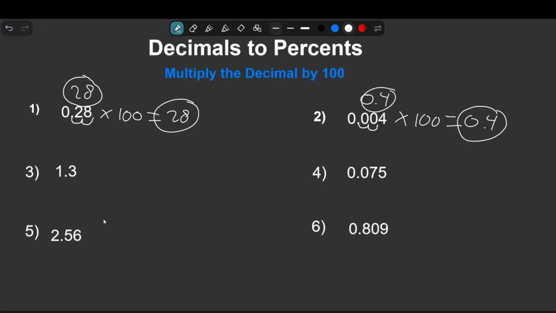For our third example, we have 1.3. Now, 1.3 times 100 will equal 130. Now, again, we can also do this by moving the decimal twice, like this. 1 time and 2 times.